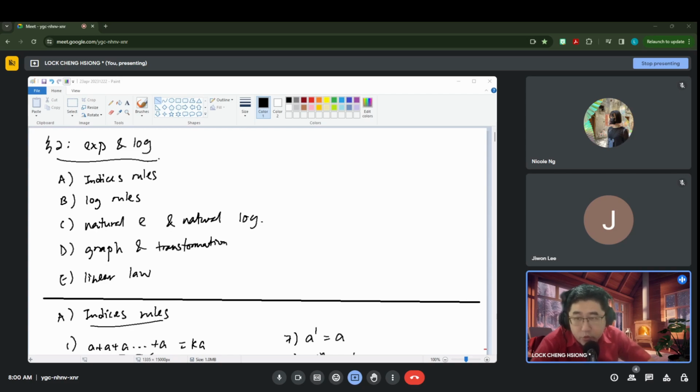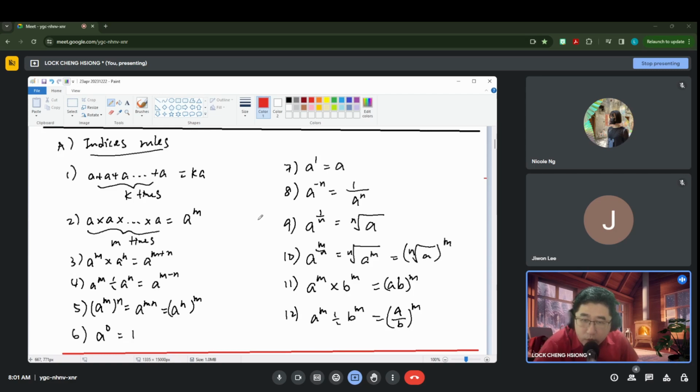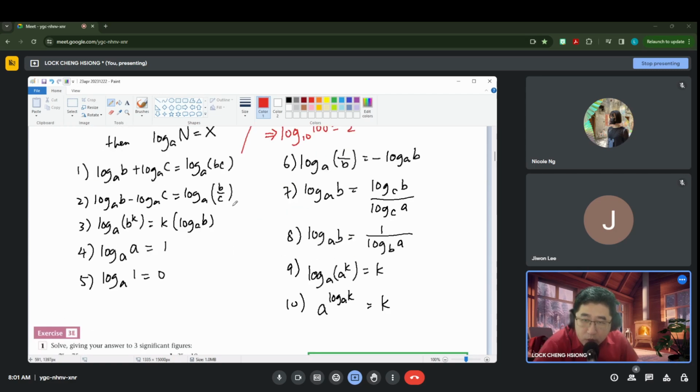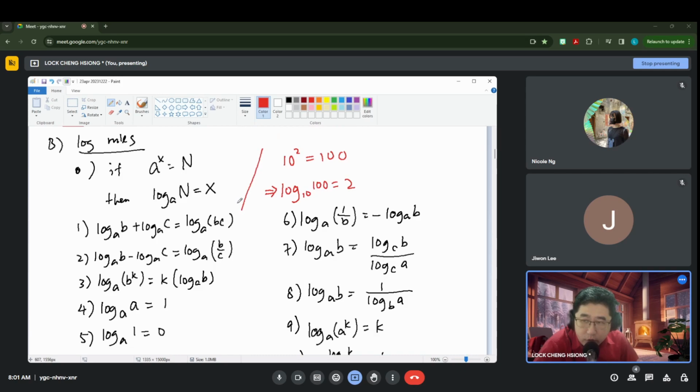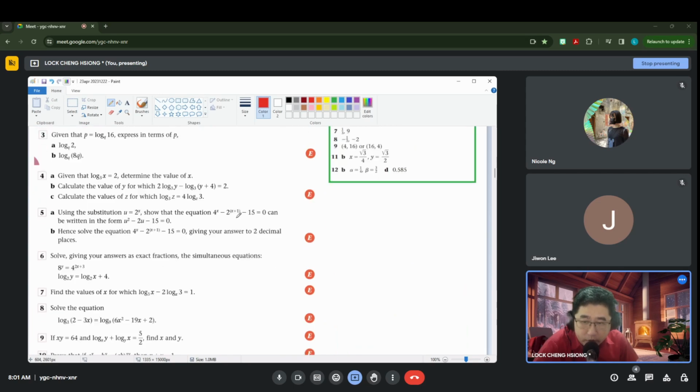We'll continue with chapter 2. In chapter 2 we're talking about exponential and log, and there will be 5 sections. In the previous lesson we already dealt with A and B, which are the indices rules and log rules. You are asked to do some algebra to get used to the indices rules and the log rules. We have 12 indices rules here, then 11 log rules here, and then you are asked to deal with the algebra.